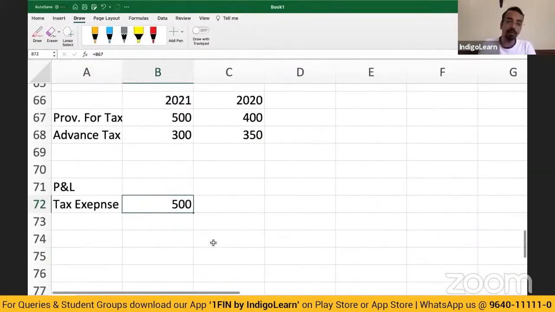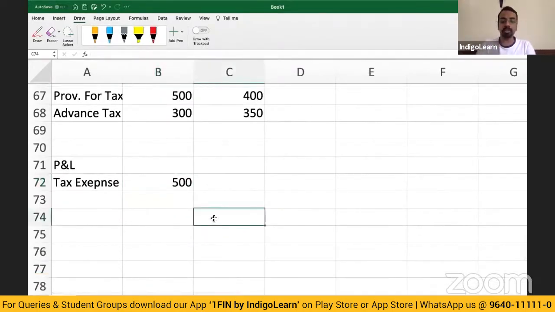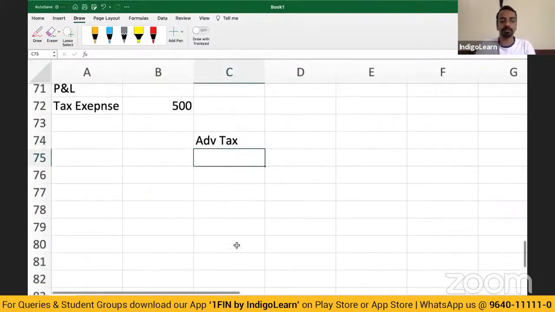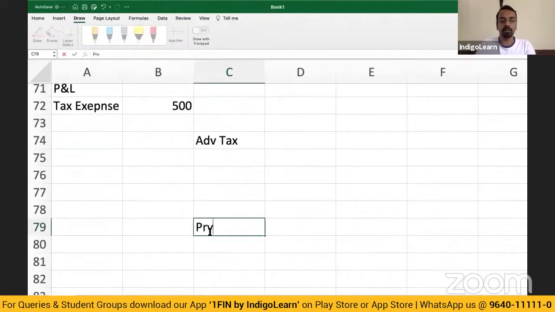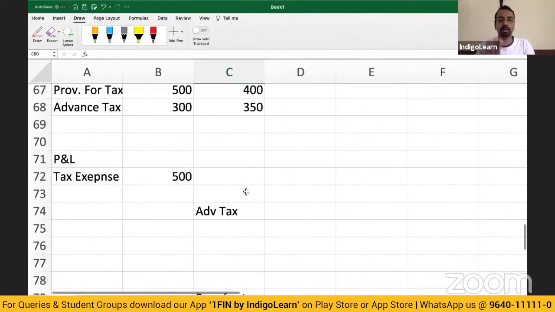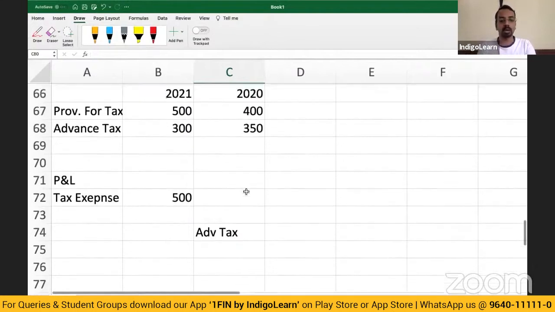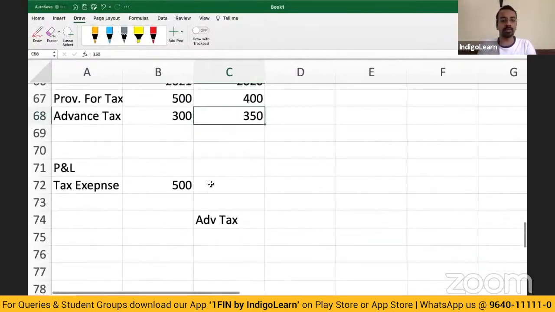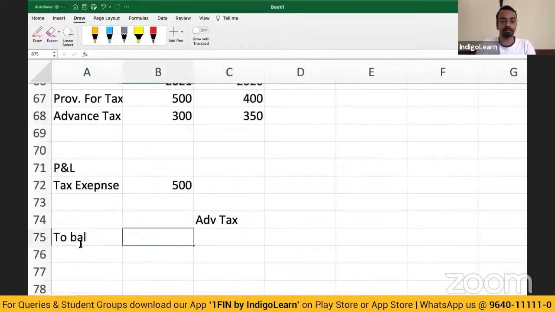Now, when this information is given, how do we arrive at how much is tax paid? A lot of students get confused here. So a simple approach is to prepare two accounts, advance tax and provision for tax. And later I'll also tell you how to combine both the accounts for checking, or you can prepare that as a working note in the exam also. But that is not the most logical way of doing it. So advance tax, what is the opening balance? 350. What is the closing balance? 300.